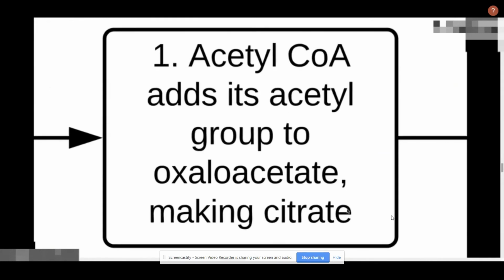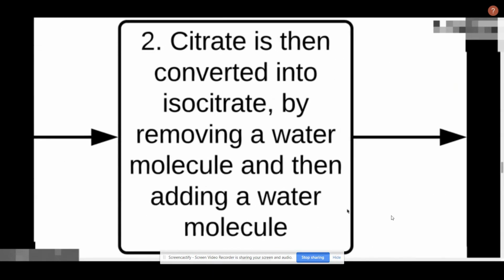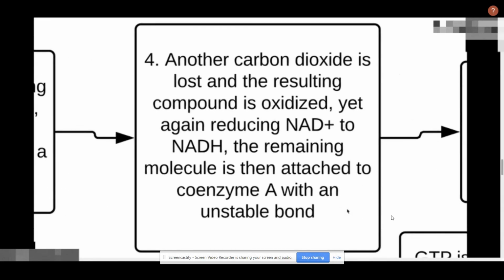1. First, acetyl CoA adds its acetyl group to oxaloacetate, making citrate. 2. Citrate is then converted to isocitrate by removing a water molecule and then adding a water molecule. 3. Isocitrate is oxidized, reducing NAD+ to NADH. Then the compound loses a carbon dioxide molecule. 4. Another carbon dioxide is lost and the resulting compound is oxidized, yet again reducing NAD+ to NADH.